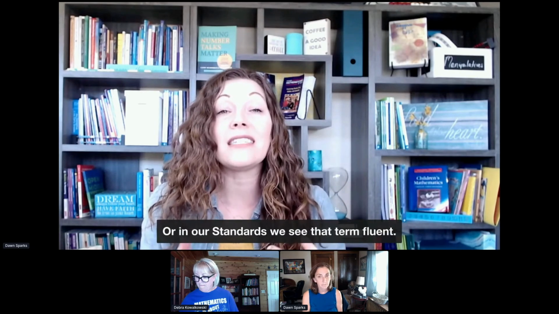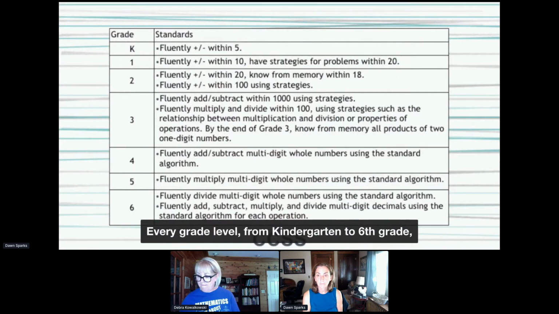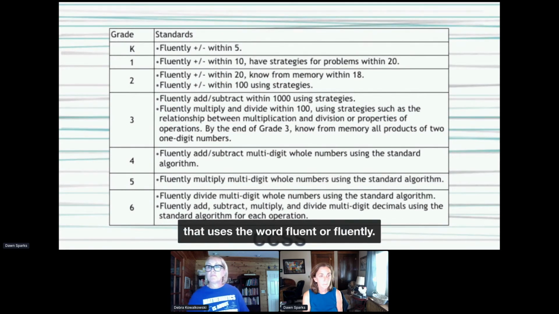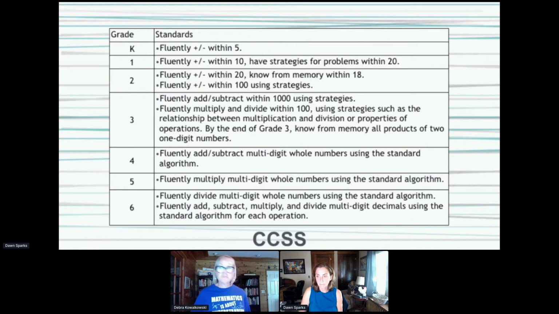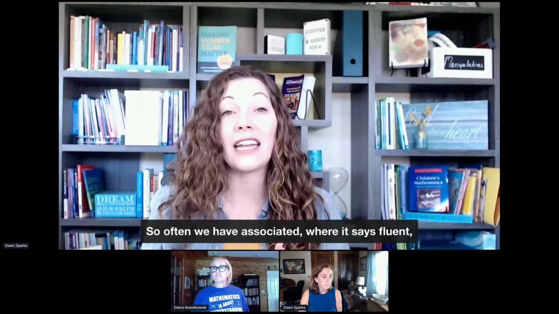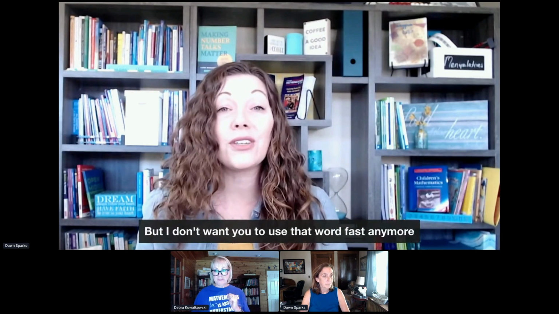Sometimes we are pushing this fast and accurate piece because we have that pressure of the testing that we have to get kids towards. Or in our standards, we see that term fluent. Every grade level from kindergarten to sixth grade has at least one standard that uses the word fluent or fluently. And so often we have associated fast and accurate as a replacement for fluent. What really makes someone fluent is fast and accurate, but also that flexibility in all things in our life. If we do not have all three of those, we are not truly fluent.